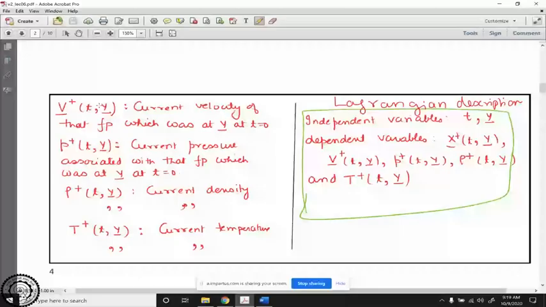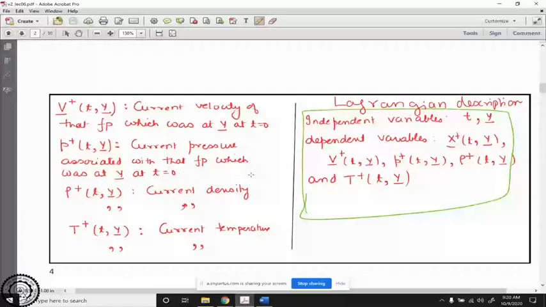Similarly, P plus of T, Y will mean current pressure associated with that fluid particle, which was at Y at T equals 0. And similarly rho and temperature. All right. So as a summary of Lagrangian description, the independent variables are T and Y, the initial location of a fluid particle or the name of the fluid particle. The dependent variables are the current position vector, the velocity of that fluid particle, and pressure, density, and temperature. So that is Lagrangian description.